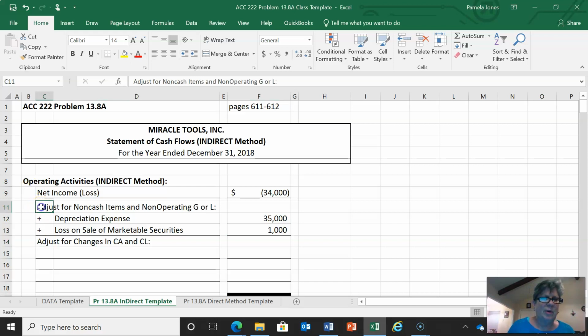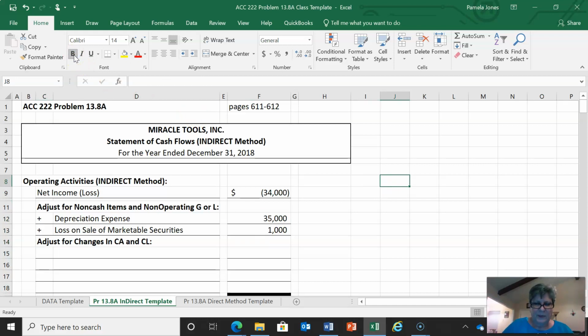Then we adjust, I'm going to bold these so the headings will stand out apart from the items. Then we adjust for changes in current assets and current liabilities. Now these changes are a little bit different from what we saw under the direct method. So to adjust for changes in current assets and current liabilities.